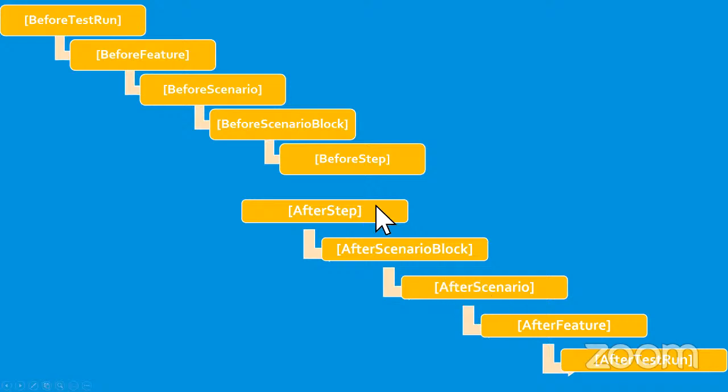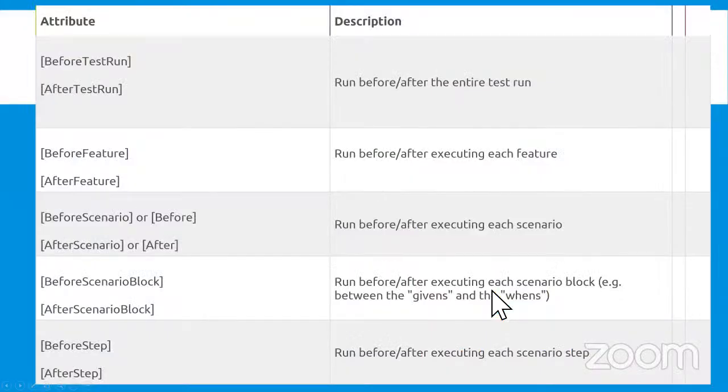So the same thing applies to the feature as well. For each feature, before feature is executed first, and after that feature has finished, before it moves into the next feature, your after feature is executed. So that's how these hooks are defined.